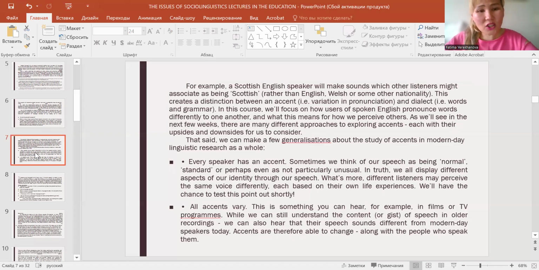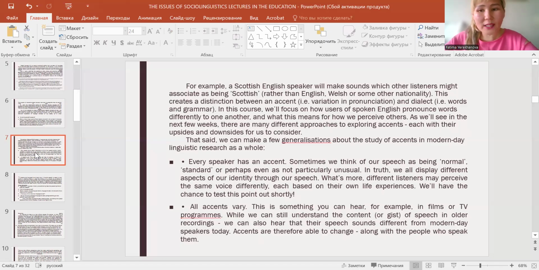This creates a distinction between accent, variation in pronunciation, and dialect, so words and grammar. When we talk about dialect, we are talking about words and grammar. And when we talk about accent, we talk about variation in pronunciation. So this is also something we have to remember. Then in this course, we'll focus on how users of spoken English pronounce words differently to one another, and what this means for how we perceive others.